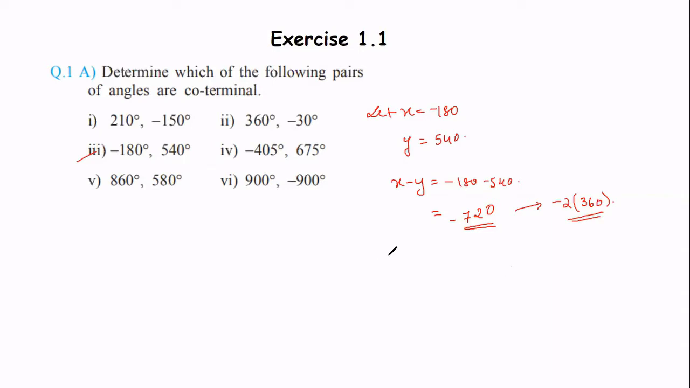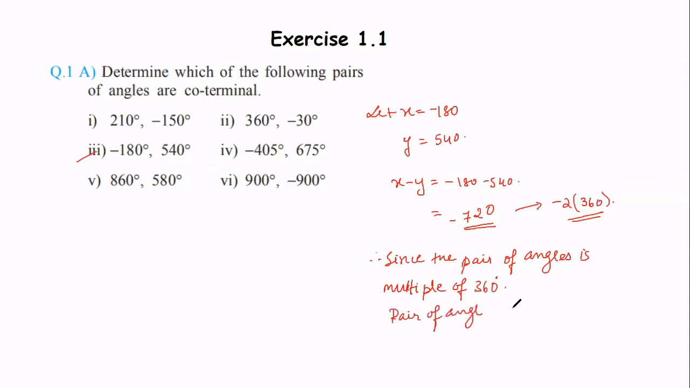Therefore, since the pair of angles gives a multiple of 360 degrees, we can say that the pair of angles are coterminal. That's how you write the final answer for the third sum. Now moving to the fourth sum.